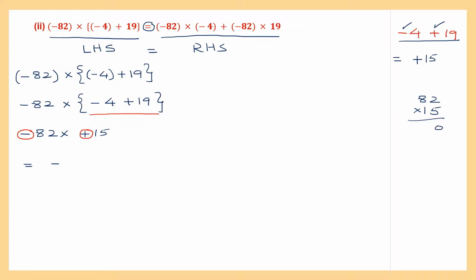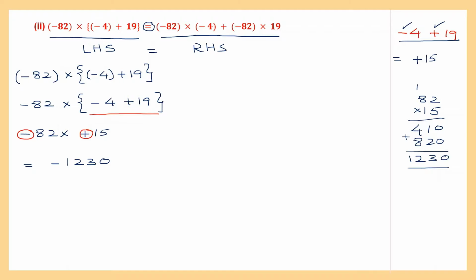5 2s are 10, carry 1. 5 8s are 40 plus 1, 41. 1 2s are 2, 1 8s are 8 plus. So 0, 3 and 4 plus 8 is 12. We've got 1230. So on the left hand side we have 1230. Now let's work out the right hand side.